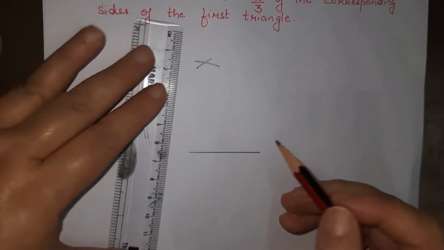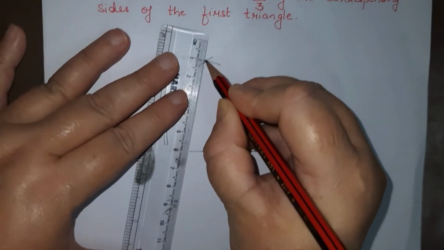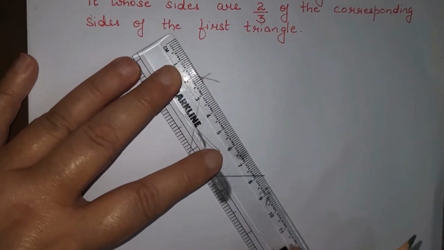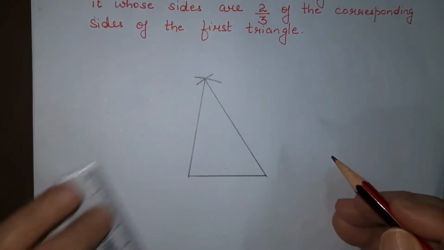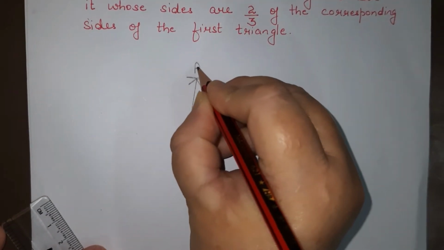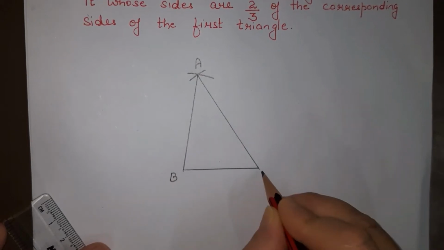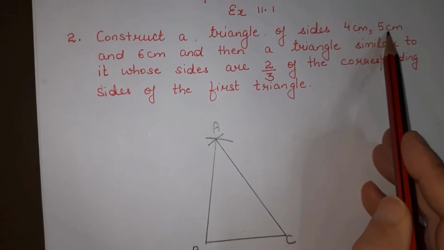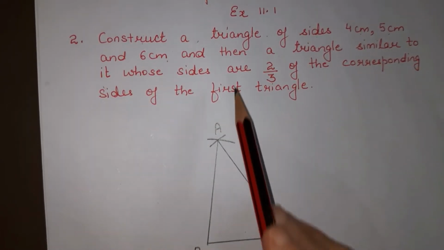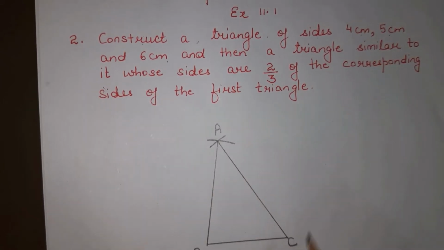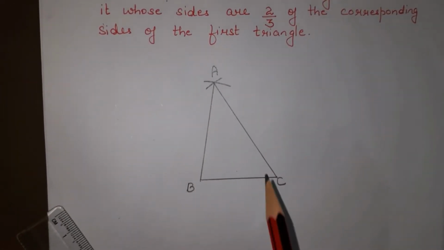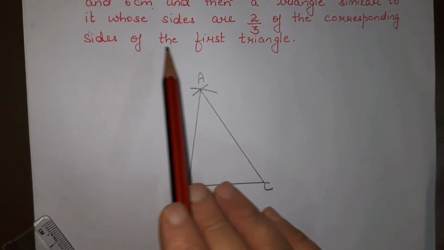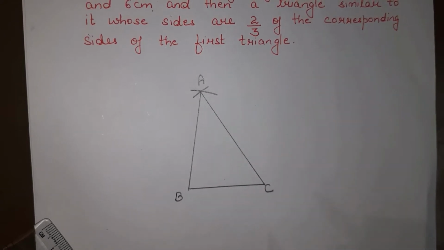Now let us join this point with this and here. So we have triangle ABC. So we have constructed a triangle of sides 4 cm, 5 cm and 6 cm. And then a triangle similar to it. Now we have to construct another triangle which is similar to this triangle and whose sides are 2 by 3 of the corresponding sides of the first triangle, that is this triangle ABC.